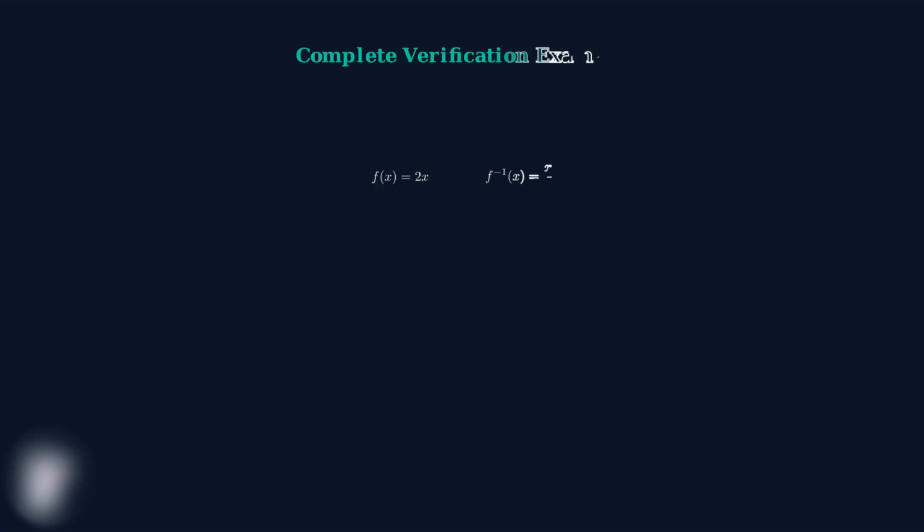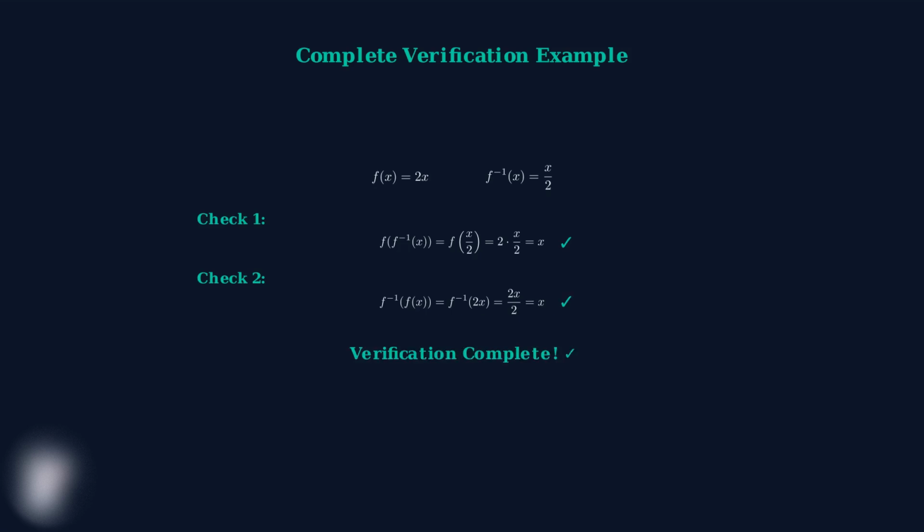Let's verify our earlier example where f of x equals 2x and f inverse of x equals x over 2. First, we check f of f inverse of x. Substituting, we get f of x over 2, which equals 2 times x over 2, which simplifies to x. Check. Now for f inverse of f of x, we get f inverse of 2x, which equals 2x over 2, which simplifies to x. Both conditions are satisfied.